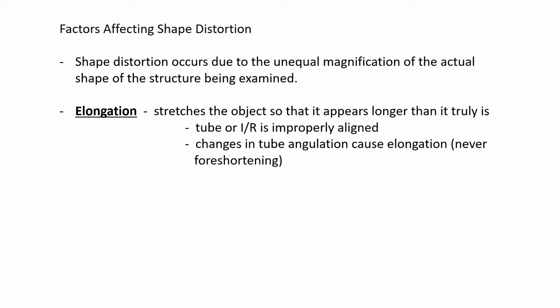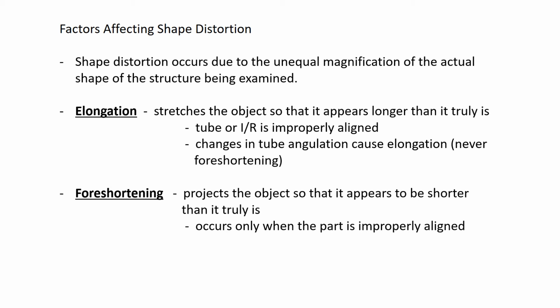What does it mean when we say elongation? Elongation stretches the object so that it appears longer than it truly is. How do you get this? You get it mainly when the tube or the IR is improperly aligned. Tube angulation can also cause this elongation, but as we mentioned, never foreshorten. So if the tube and the IR are not properly aligned with one another, or if you angle the tube against the part, you're going to get elongation.